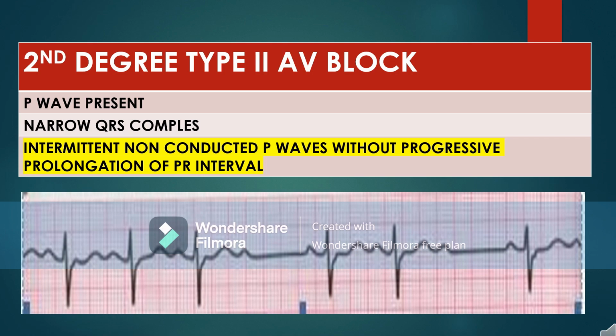Second degree AV block type 2. Here P waves are present, narrow QRS complexes. Here the PR interval is fixed everywhere, but we can see intermittent non-conducted P waves without progressive prolongation of PR interval. So the main thing is you can find intermittent non-conducted P waves, but there is no specific pattern you can see.